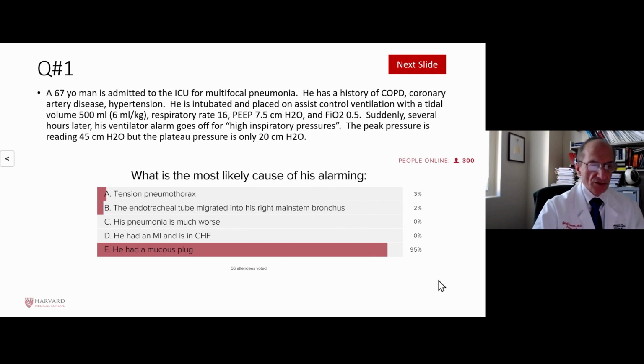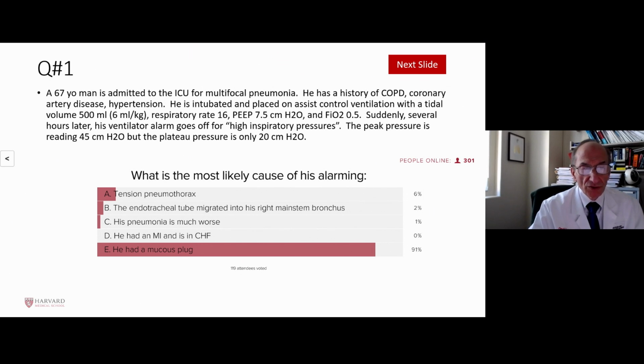Yeah, that's terrific. I would agree with the majority that this is a patient who likely had a mucus plug. It's really the only one of the 5 possibilities that represents a resistance problem. A tension pneumothorax you can think of as somewhat stiffening the lung without creating any additional resistance, right? It's almost like fluid, but it's air that's compressing the outside of the lung.